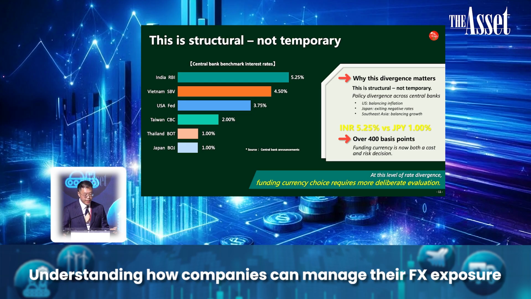And now let me add one more layer to this. What you see on this slide are central banks' benchmark policy rates. That's the official rate each central bank sets to guide its economy. So India at the top, that's 5.25%. Japan at the bottom, that's 1%. That's over 400 basis points between two markets, directly relevant to manufacturers in this room.